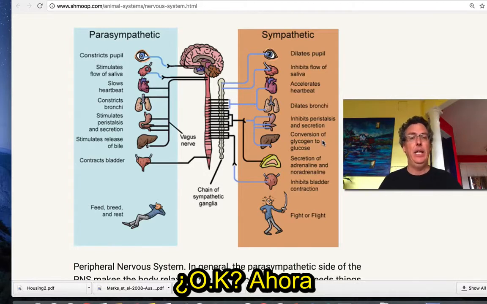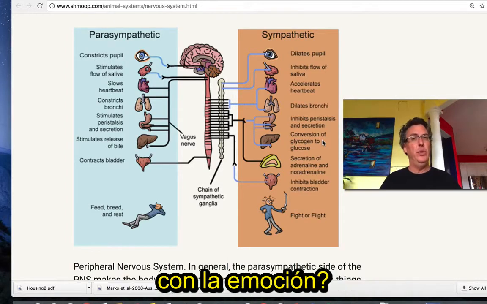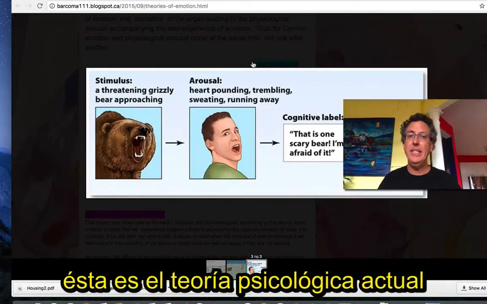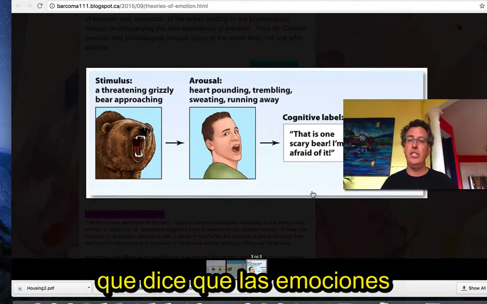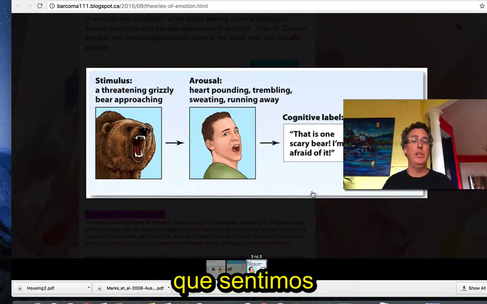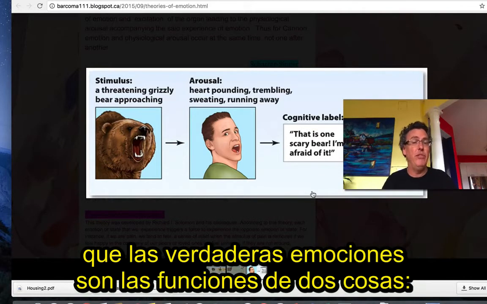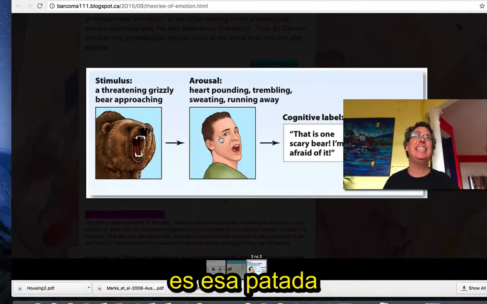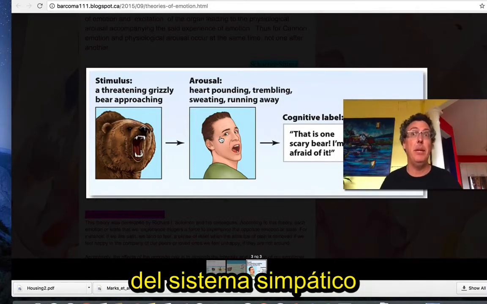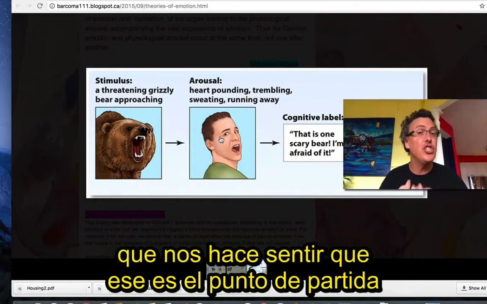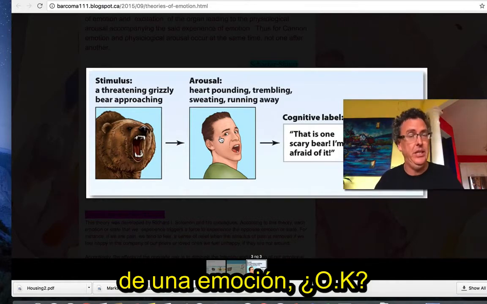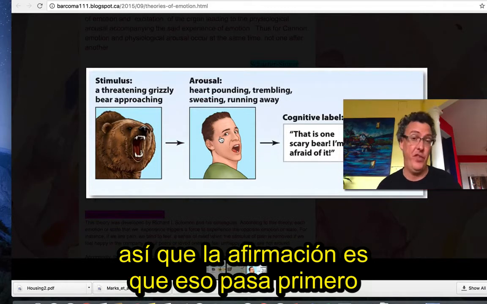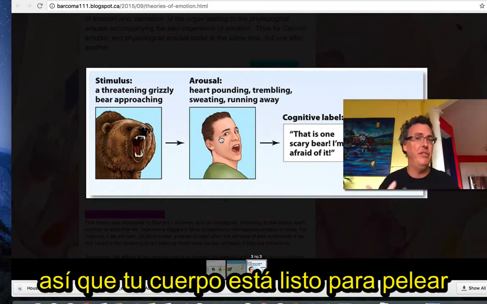Now, what does this all have to do with emotion? Well, just to be clear about that, this is the current psychological theory, which says that the emotions that we feel, the actual emotions, are a function of two things. One is what I've just told you. It's that kicking in of the sympathetic system that makes us feel, that's the starting point of an emotion. Suddenly feeling our body come to life. The claim is that happens first. So your body is ready to fight or flee.